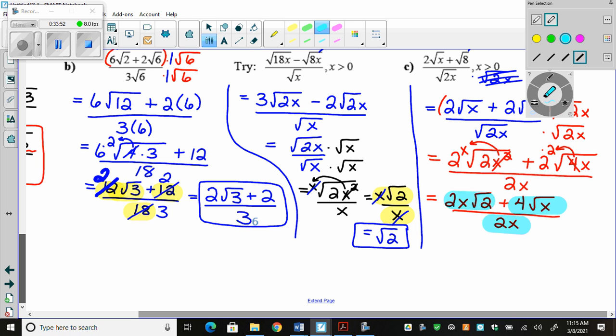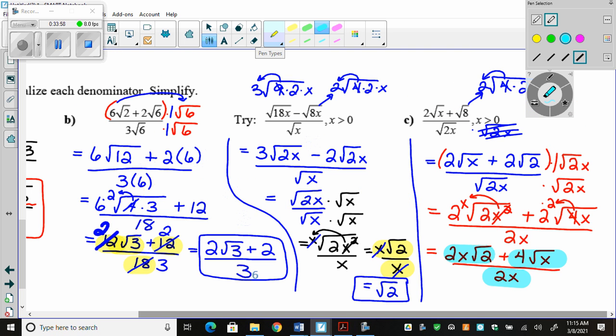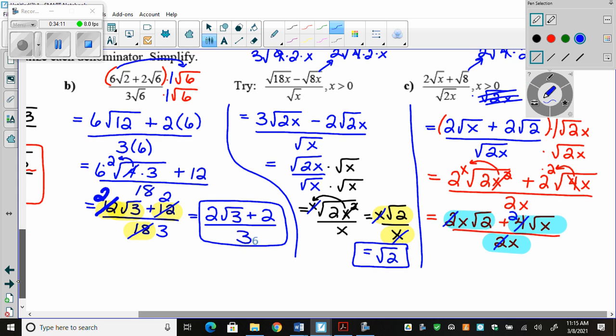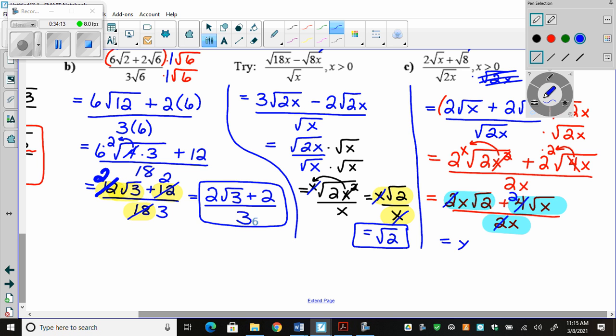Okay. So, pen. I want a pen. Okay. So, we can take a 2 out of here, we can take a 2 out of here, take a 2 out of here. And we're left with x root 2 plus 2 root x all over x. Okay?